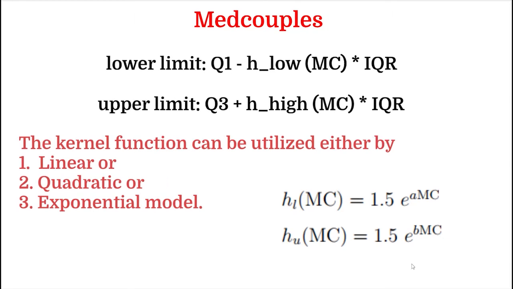The exponential model is deemed simpler compared to the quadratic or linear function because it has only one parameter to be evaluated. But in the linear or quadratic model, there are multiple unknown parameters that need to be determined. That's why I will probably show the implementation of this exponential model in a future video.